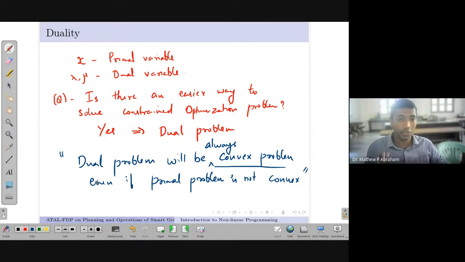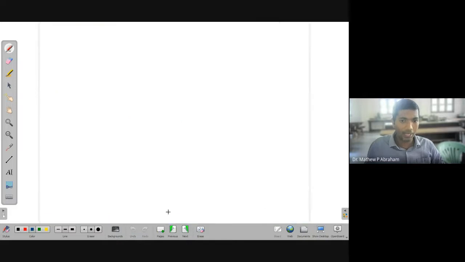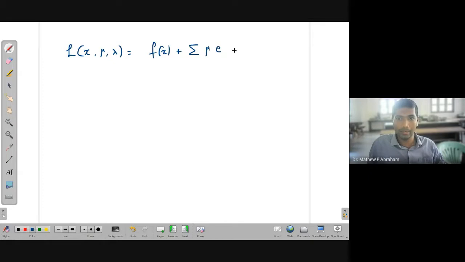In any case, the dual problem is always convex, and hence we can find the solution of a dual problem. Now let me quickly tell you what is a dual problem. The dual problem is actually defined using a Lagrange function. So first let me write the Lagrange function once again. So the Lagrange function is L(x, mu, lambda), which is the objective function plus summation of mu times the constraints. I'm not writing the other variables for the moment, so you can fill that in later. So this is the Lagrange function that we have defined, right?